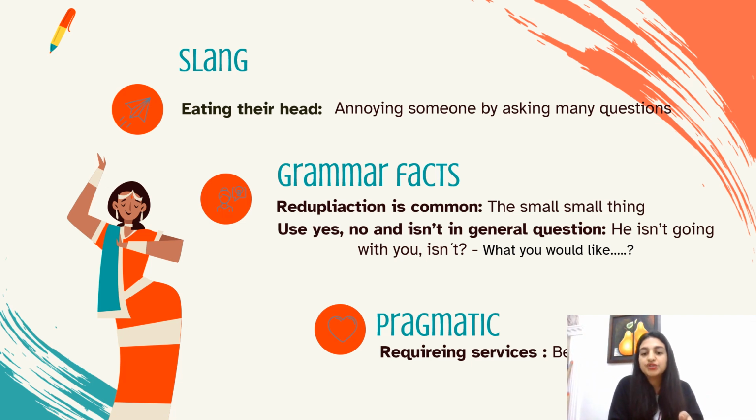Or what you would like, and they do not invert the subject and the verb, which is what American English does. For American English, it is like, is he going to blah blah blah, or what would you blah blah blah. So the order is different, right?